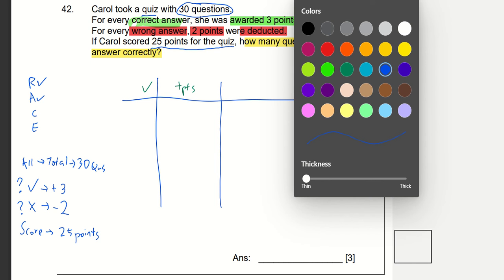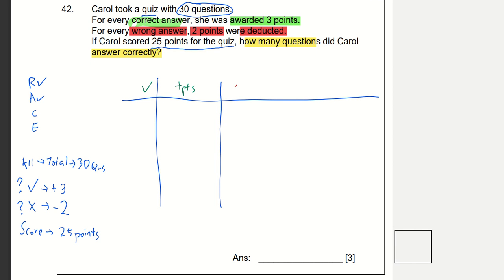Okay, then I have questions that I answer wrongly, that's the wrong answers, then I have to deduct points for it. So I have the minus points. Okay, so I deduct points if I answer wrongly. Okay, and then after that I will have to tabulate my score. So the score, ultimately I should hit 25 points. That's the score.